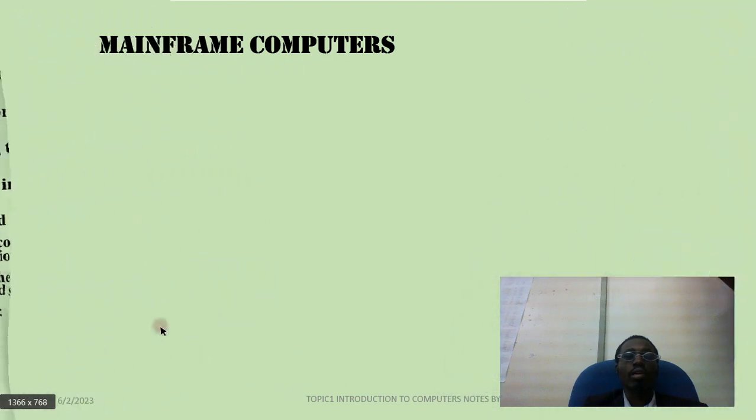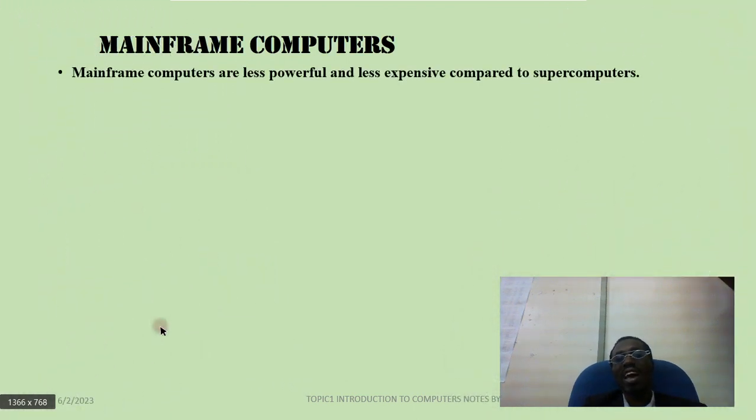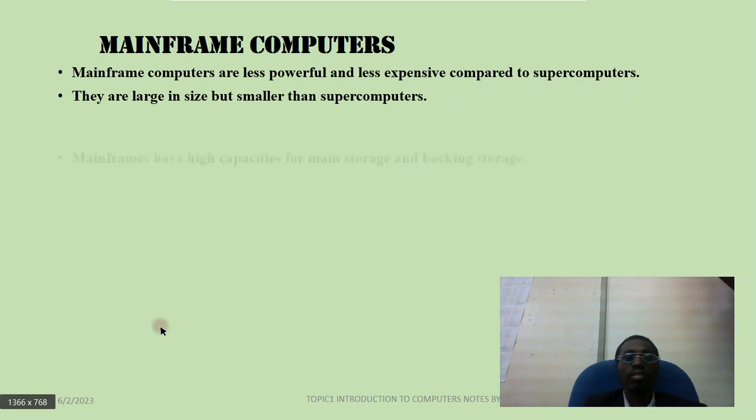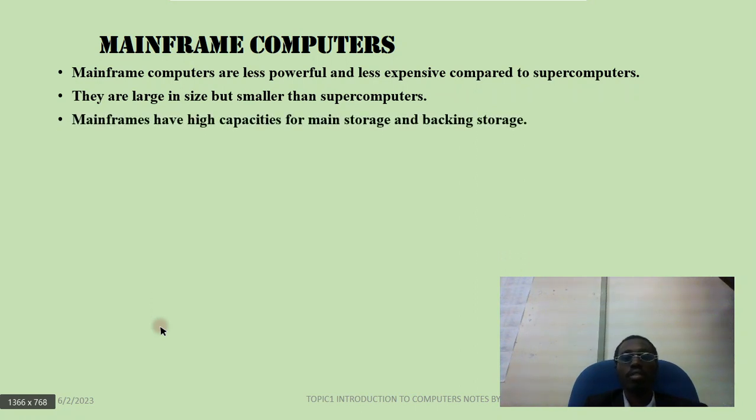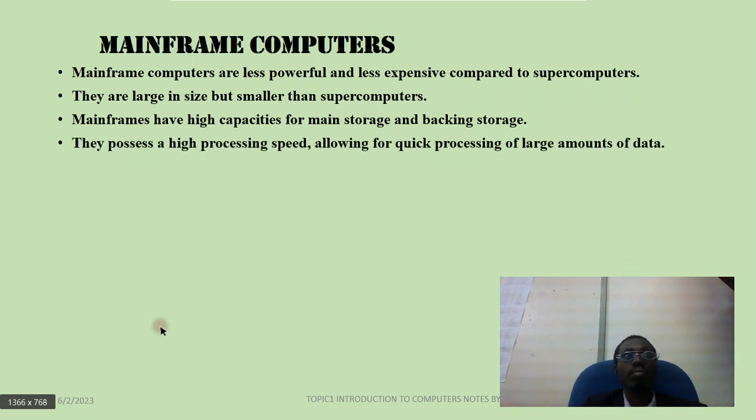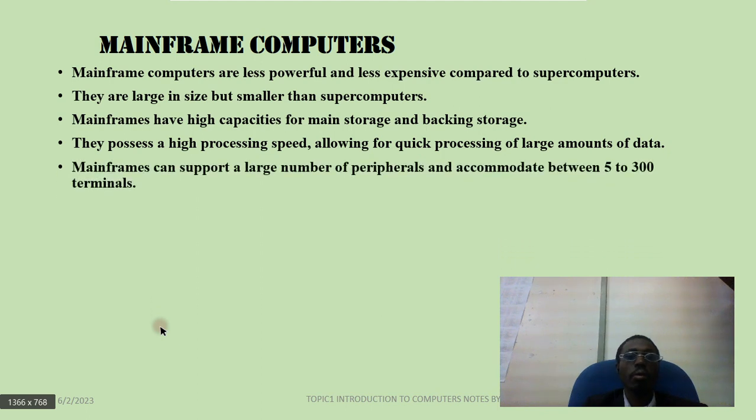Now let's look at the mainframe computers. Mainframe computers are less powerful and less expensive compared to supercomputers. They are large in size but smaller than supercomputers. Mainframes have high capacities for main storage and backing storage. They have a high processing speed, allowing for quick processing of large amounts of data. Mainframes can support a large number of peripherals and accommodate between 5 to 300 terminals.